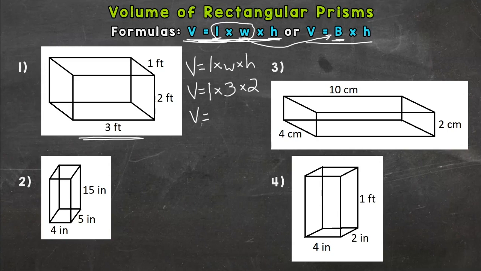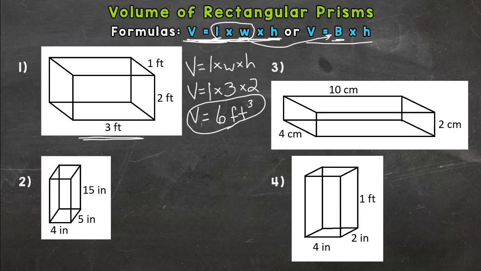How many cubic feet would fill that prism? How much space it takes up? So 1 times 3 is 3, times 2 is 6. Now we always want to label our answer, and we look back at our model and we see feet. And what we do for volume is we put a little 3 up here, and this means 6 cubic feet. Okay, 6 cubic feet. That's how many cubic feet it would take to fill that rectangular prism. Or you could say 6 feet cubed, either one.